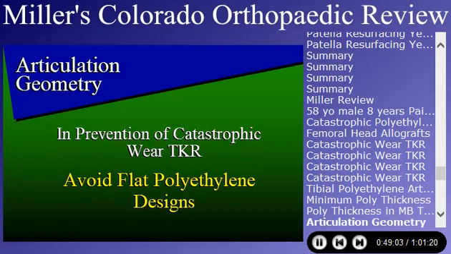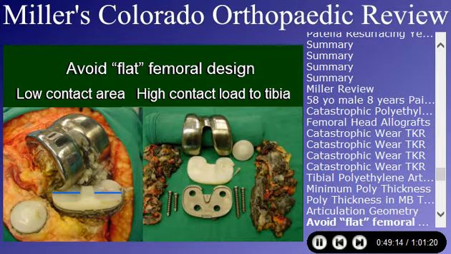The other issue in terms of prevention of catastrophic wear and total knees, you want to avoid flat polyethylene designs. Remember, I was talking about before about total knee designs, that the initial cruciate retaining knee designs were flat, so you could get some rollback. What happened was that these flat femoral designs had low contact areas and high contact loads to the tibia, and that caused the plastics to deform and crack and delaminate. So flat polys in the earlier designs were bad because it caused a lot of catastrophic wear.